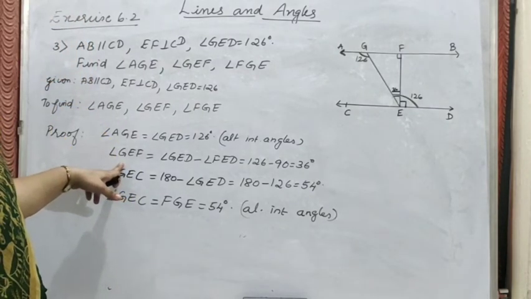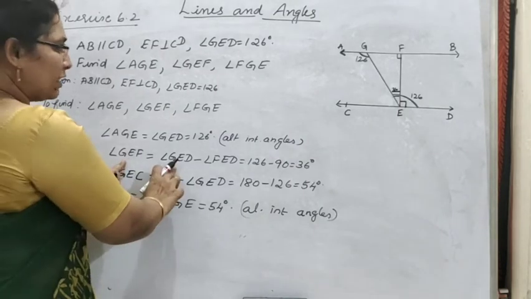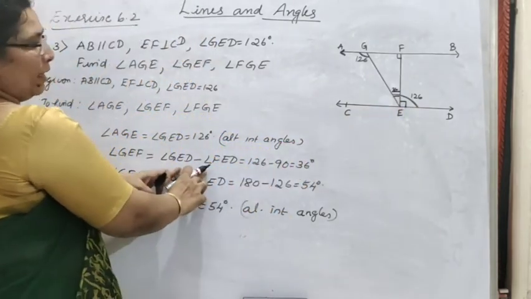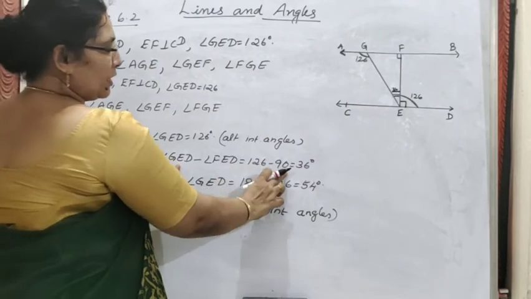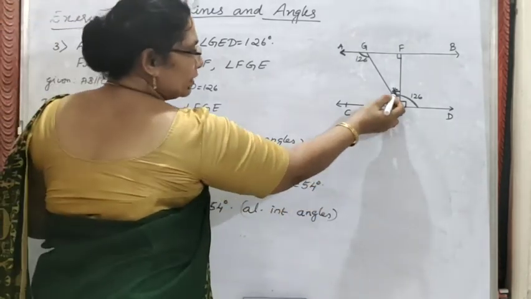We have to find out which one. GEF is equal to angle GED, that means the complete angle 126, minus FED, that is 90 degrees. 126 minus 90, what is the answer? 36 degrees. So we got here 36.